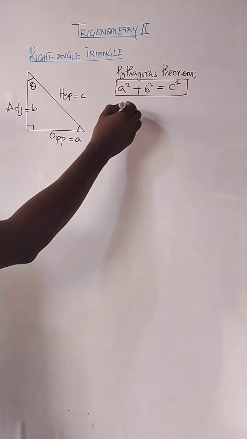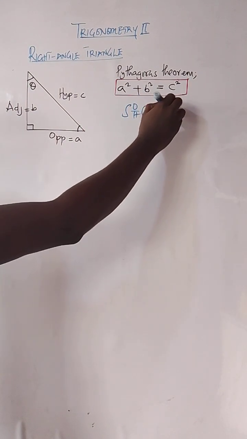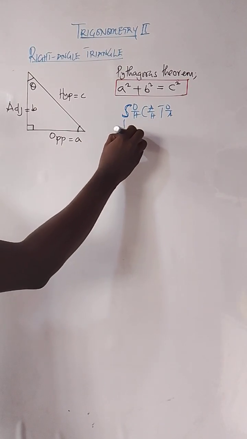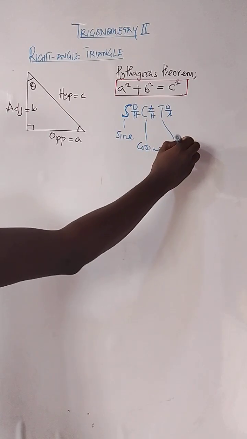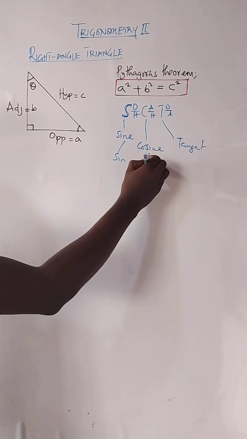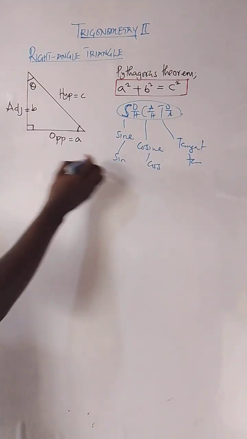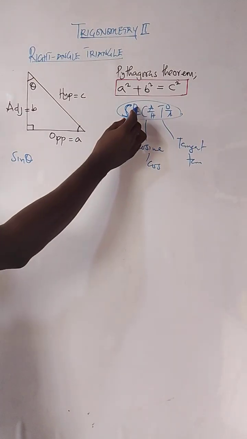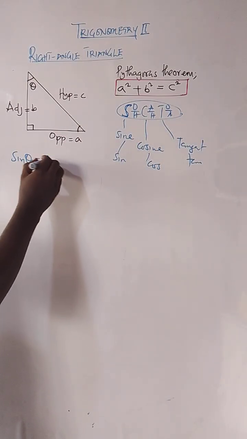The acronym is the word SOHCAHTOA, where S stands for the sine of the angle, C stands for cosine of the angle, while T stands for the tangent of the angle, shortened as sin, cos, tan. According to this acronym, sine of the angle we are considering, in this case theta, is opposite to hypotenuse. Opposite to hypotenuse, that's A over C.